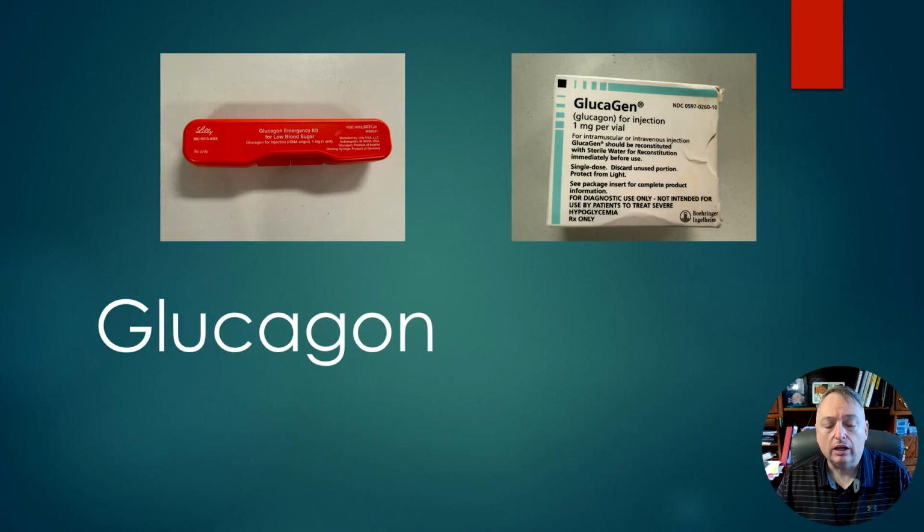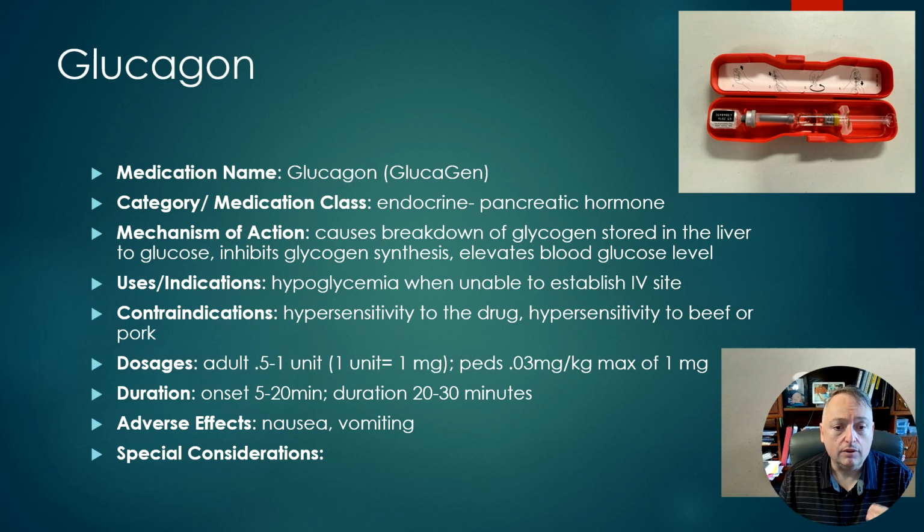The next thing we're going to talk about is glucagon. Glucagon is a hormone that is produced in the pancreas, and it tells the liver to convert glycogen into glucose. So it is a naturally occurring hormone that we inject. So why would we give glucagon instead of glucose, D10, D50, whatever it might be? It's when we don't have IV access.